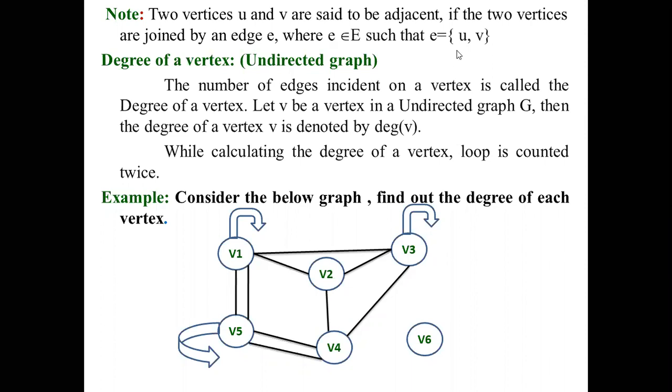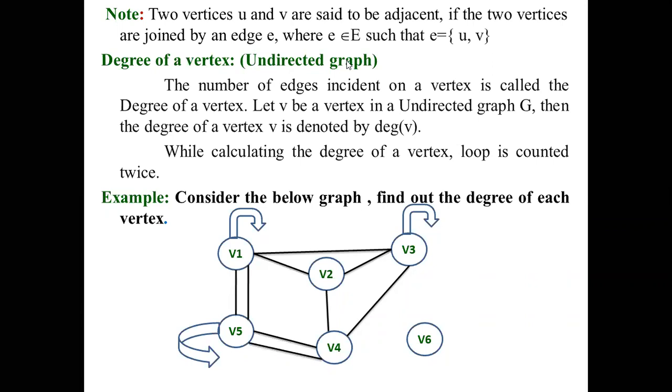Next definition, degree of a vertex. Degree of a vertex for an undirected graph. The number of edges incident on a vertex is called the degree of a vertex. So what is the degree of a vertex? The number of edges incident on a vertex is called the degree of a vertex.